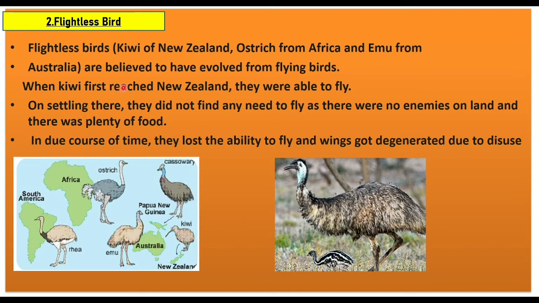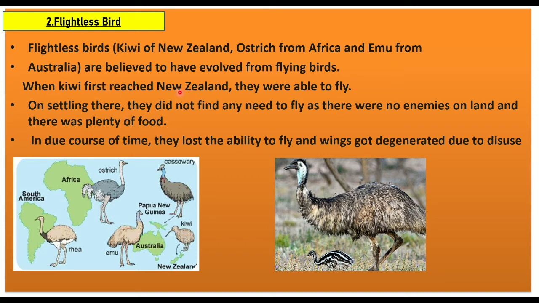When the kiwi first reached New Zealand, they were able to fly. The kiwi is a flightless bird that has no functional wings, but scientists believe that they were able to fly in previous times. On settling there, they did not find any need to fly, as there were no enemies on land and there was plenty of food.